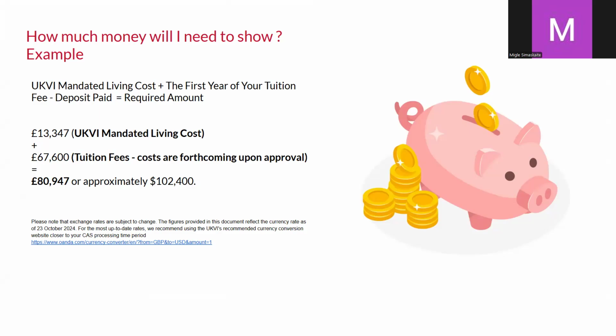Of course, your bank account doesn't have to be in pounds, but please use Oanda as the currency converter to double check what it would convert to in pounds. As this platform is approved and used by UKVI, and this is what the visa compliance team will use to check your finances before issuing your CAS.